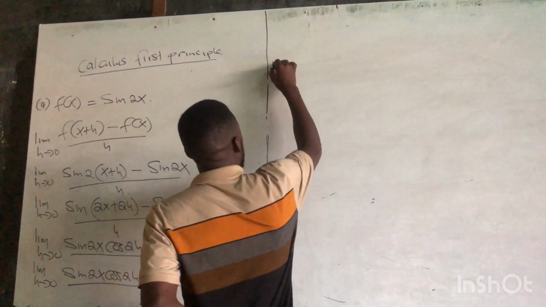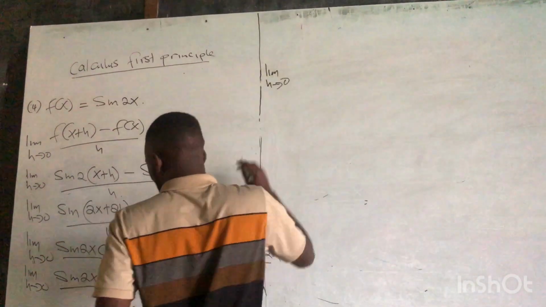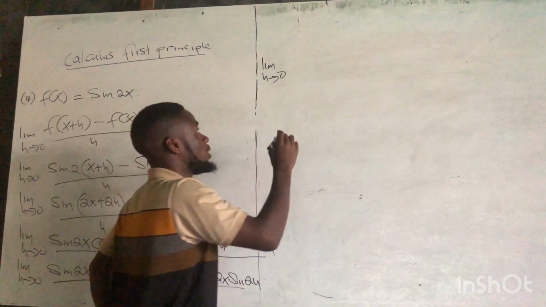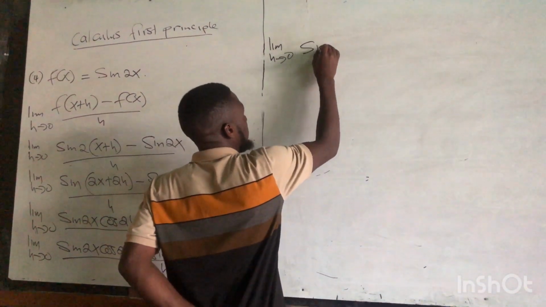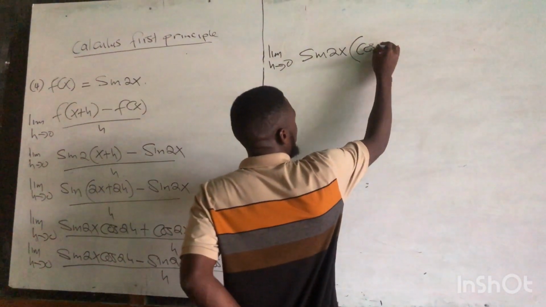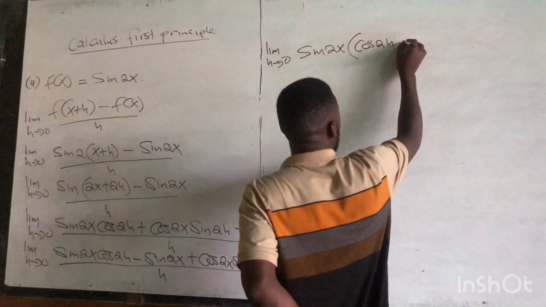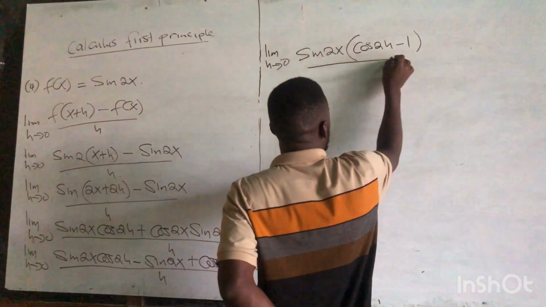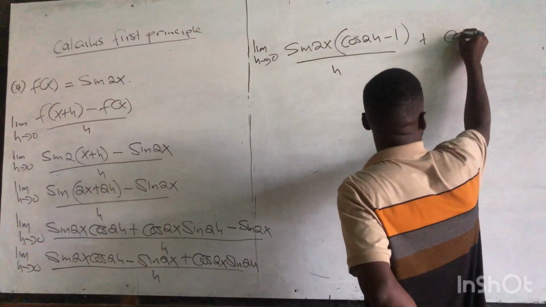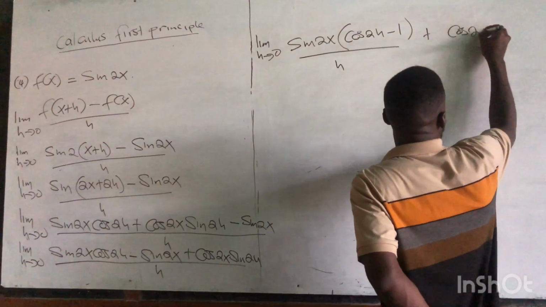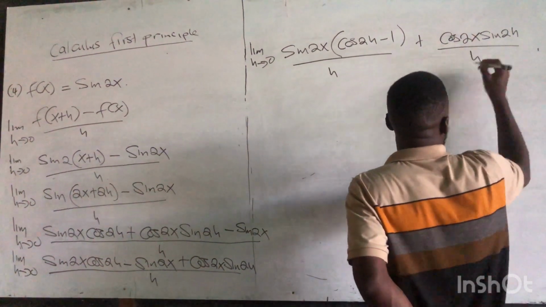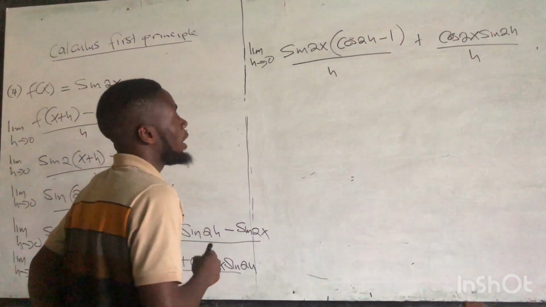So let's continue from this. Limit as h is approaching 0. Up to here you can see that sine 2x is common, so let's factor out sine 2x. What will remain here is cos 2h minus 1, everything over h, plus cos 2x sine 2h, everything over h here. Okay?